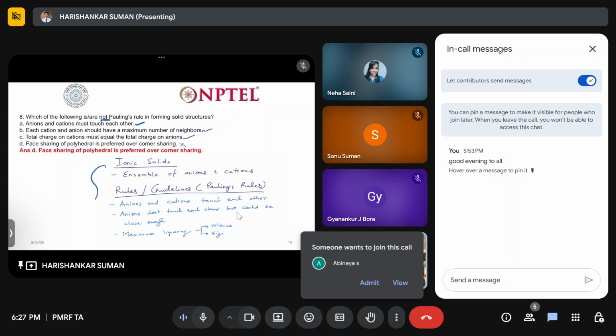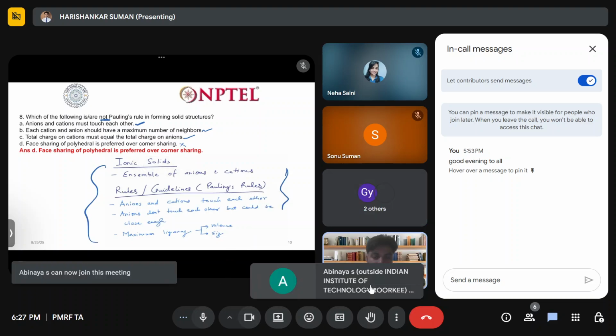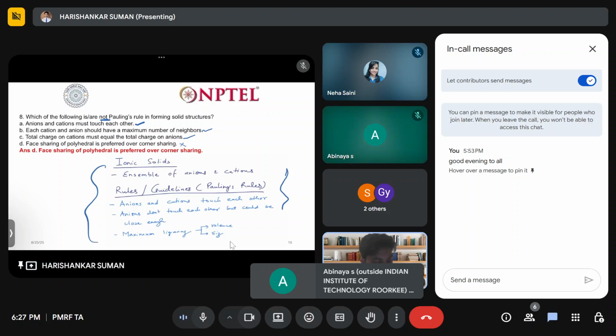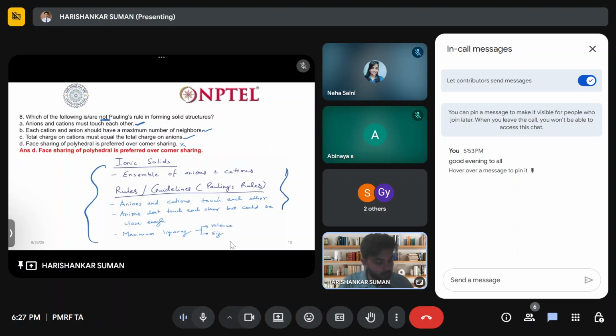As we can see from the lecture, anion and cation touch each other, anions don't touch each other but could be close enough, and maximum you can see valency size.